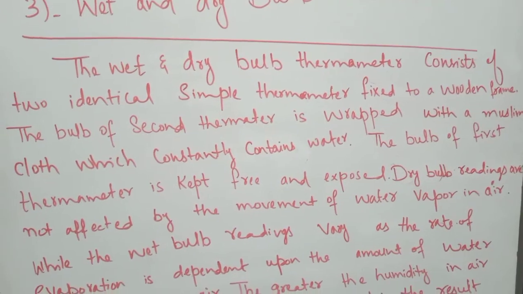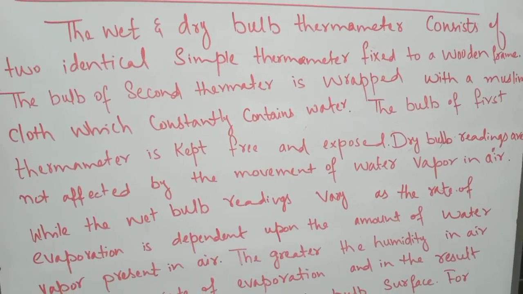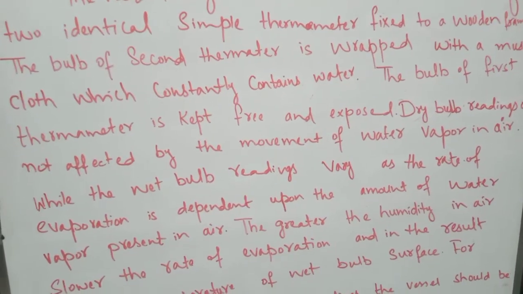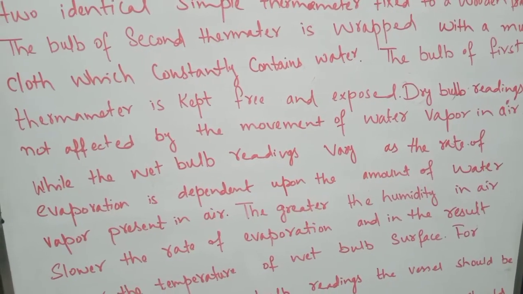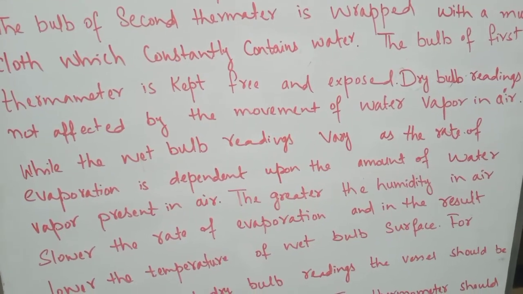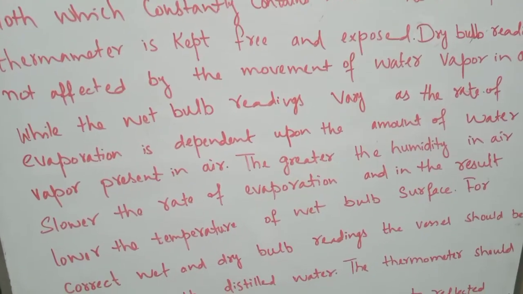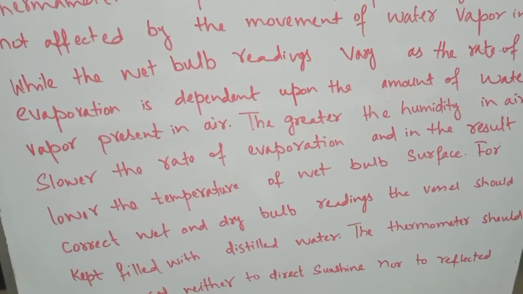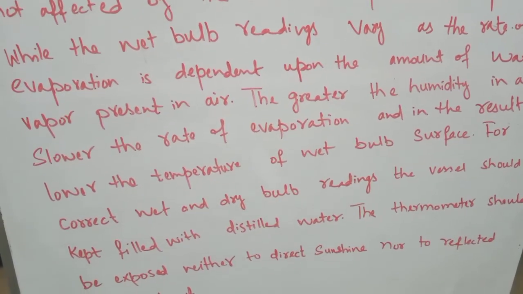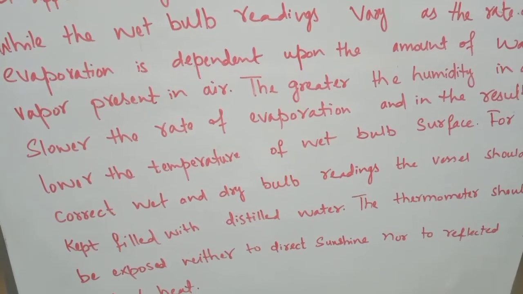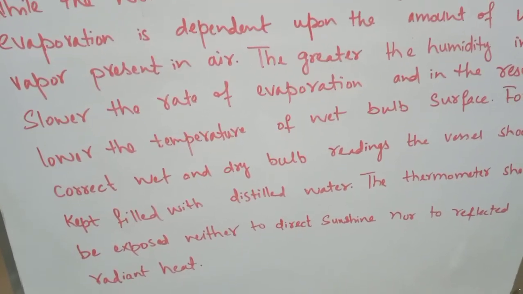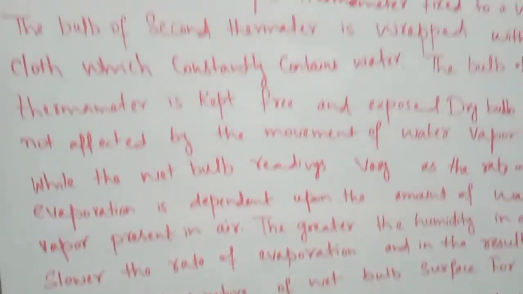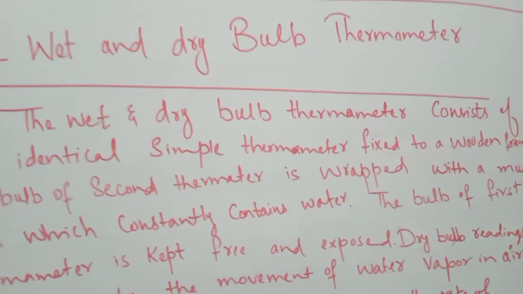The wet and dry bulb thermometer has two thermometers attached to a wooden frame. The dry bulb is not affected by any movement of water vapor in the air. The wet bulb is affected, and as a result it lowers the temperature. And if we want the correct reading, what do we need to do? We need to use distilled water, and avoid any direct contact with sunshine or any other source of heat. So this is the working of the wet and dry bulb thermometer. Let's move on to the other weather instrument, named the barometer.